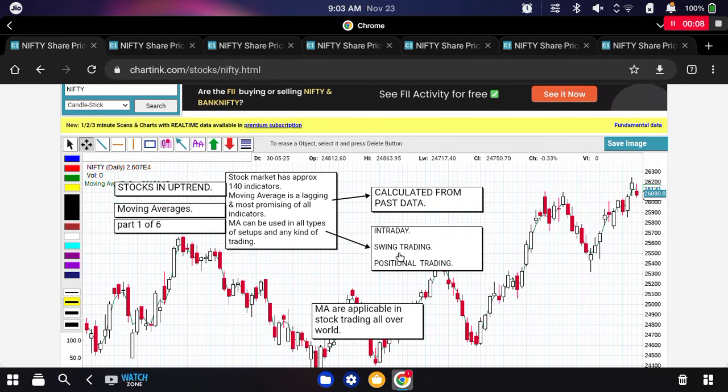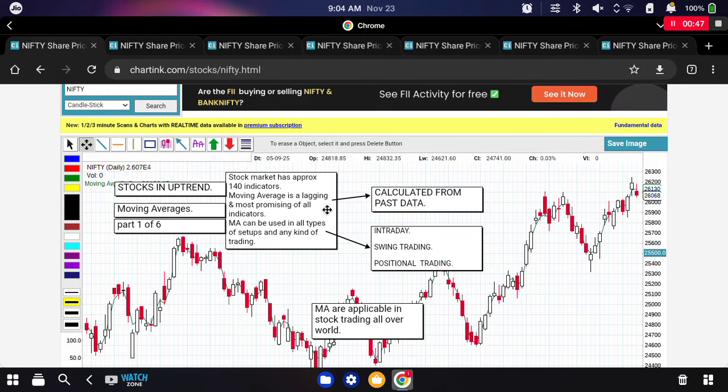Today we will talk of a very interesting stock market indicator, that is moving average. Friends, stock market has approximately 140 indicators. It is very difficult to deal with all the indicators while trading. As per your choice, you can select 1, 2 or maximum 3 indicators that should give you buy and sell signals and money.